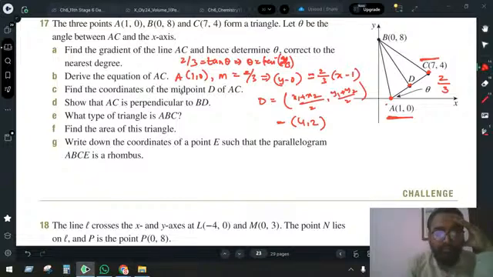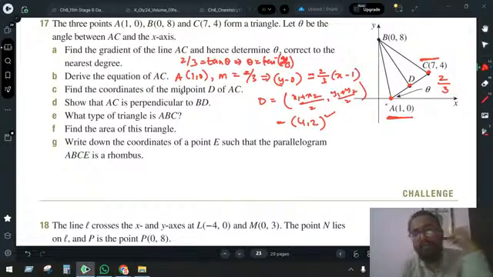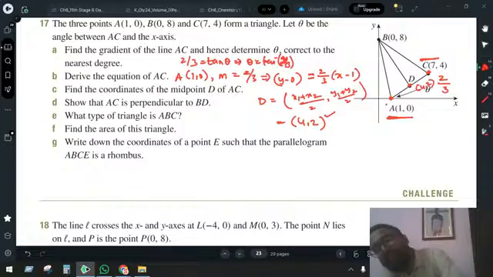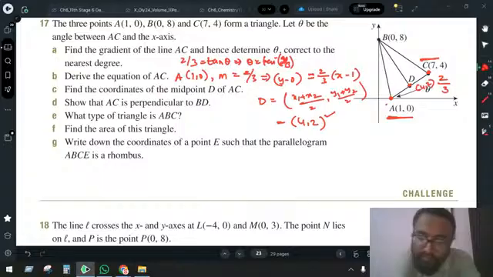So find the coordinates of the midpoint. So those are the coordinates of the midpoint. Show that AC is perpendicular to BD. We got the midpoint, 4, 2. How can we show that AC is perpendicular to BD?